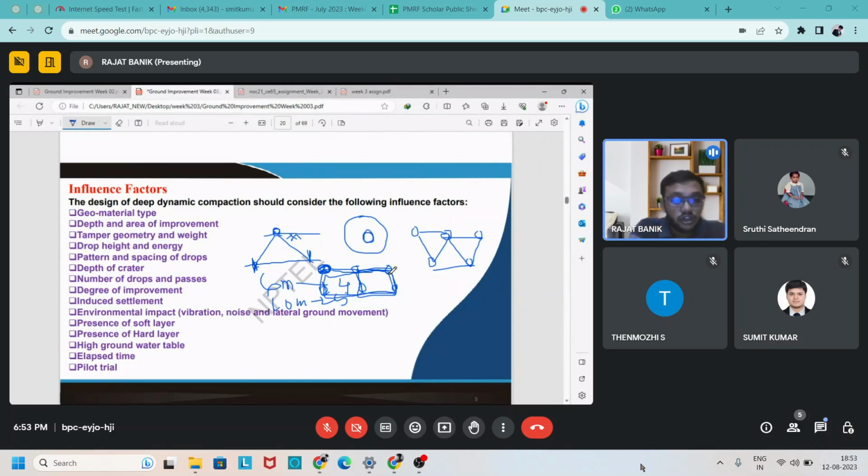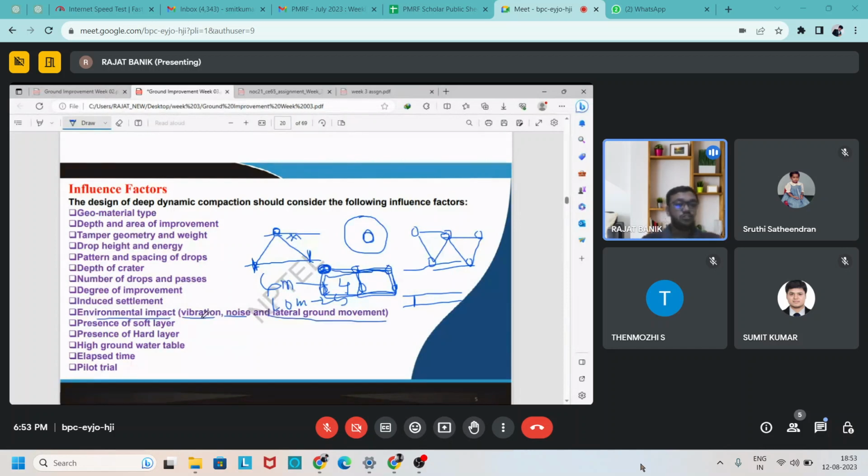Also, the induced settlement. Initially the ground is like that, and after applying deep dynamic compaction, the ground is subsided like that. So deep dynamic compaction also influences the induced settlement. It is also influenced by environmental factors, that is vibration, noise, and lateral ground movement. Due to vibration and lateral ground movement, the adjacent structure may collapse or be damaged. So the environmental impact is also addressed here.